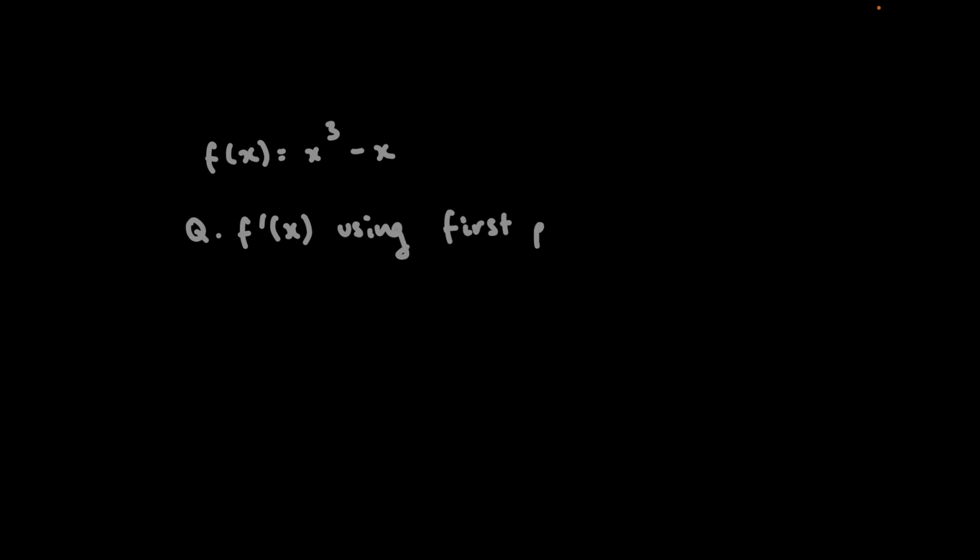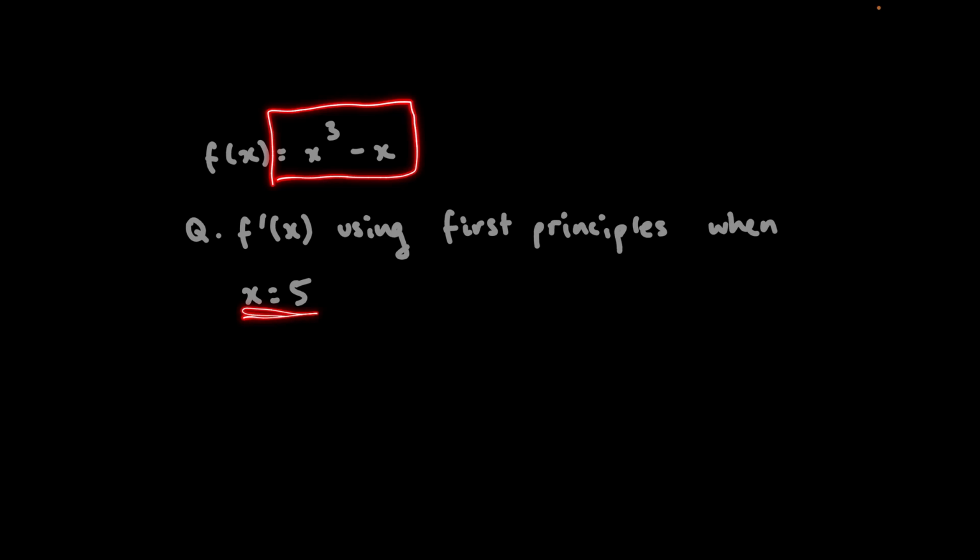Let's have a look at another question. Let's suppose that f of x is equal to x cubed minus x, and we want to work out the derivative of this function. Find f dash of x using first principles when x is equal to 5. So specifically this question is asking what is the derivative, what is the rate of change of this cubic function, when x is equal to 5.